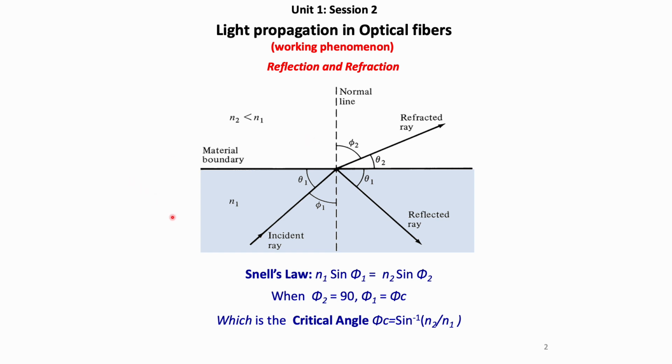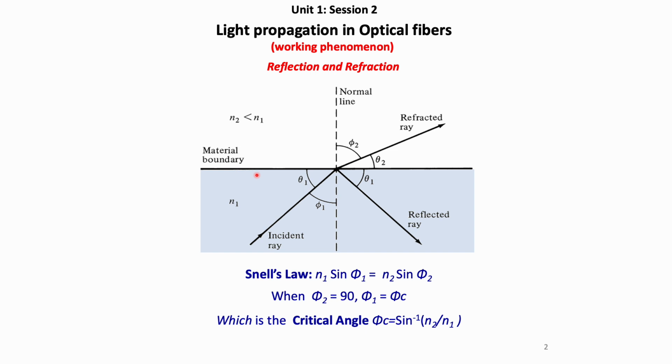Consider N1, where we are going to incident the ray. N1 is the refractive index of a particular medium, and N2 is the refractive index of the other medium. Here we are going to incident the ray in the N1 medium. This is the normal line. The angle between the normal line and the incident ray is given by phi 1, and the refracted angle, of the refracted ray with respect to the normal line, is given by phi 2.